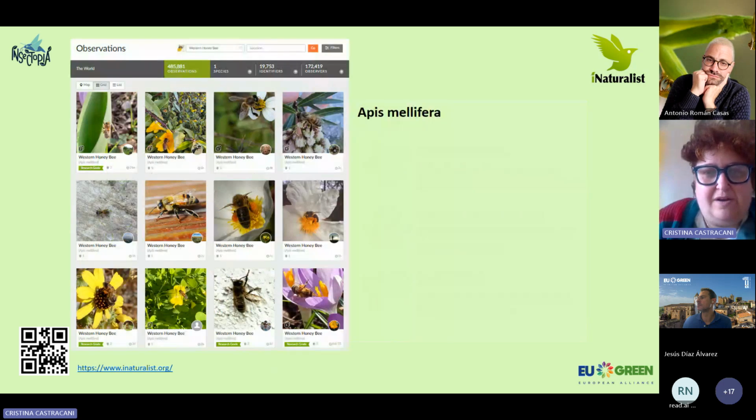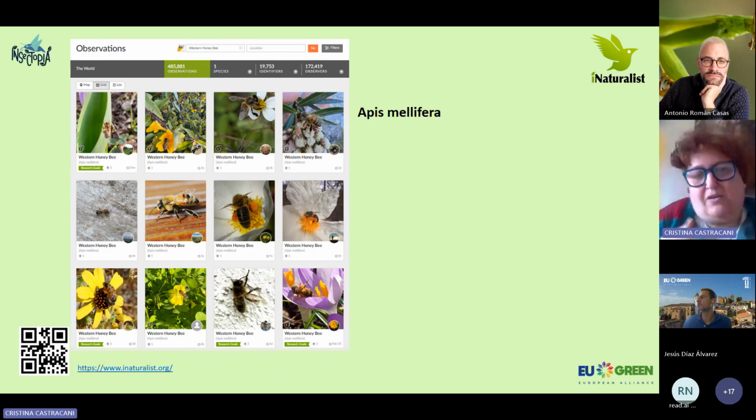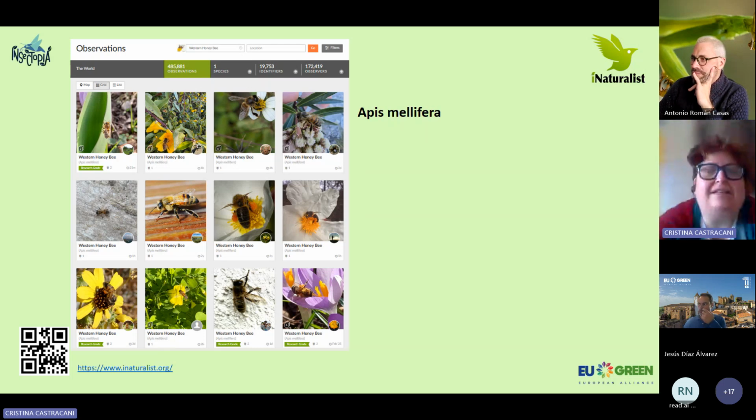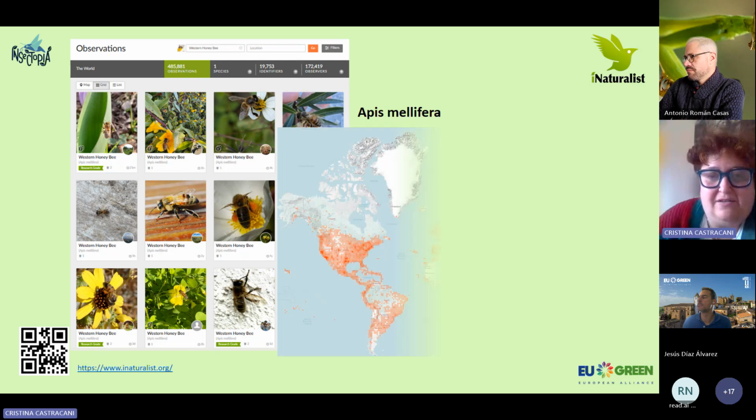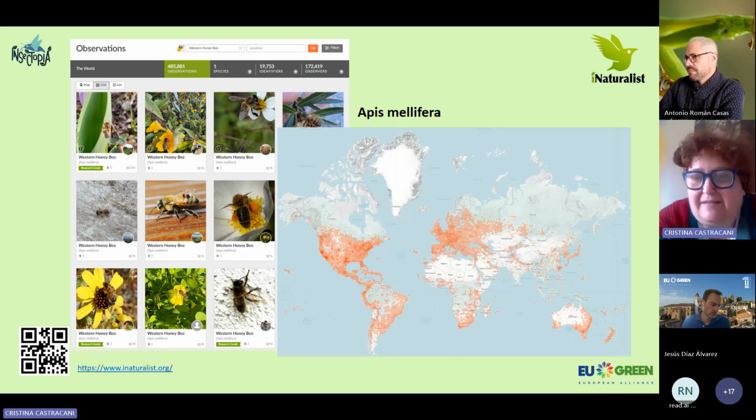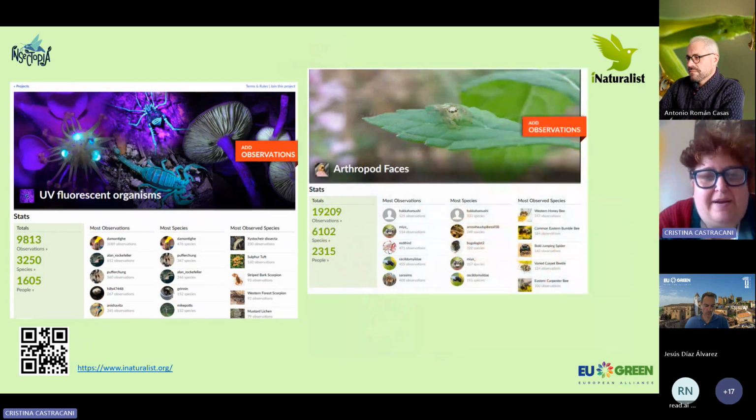Just to give you some examples: you can go on iNaturalist and look for a specific species. For example, I looked for Apis mellifera, and here you can see all the records that the participants collected about this species. You have all this data, and you know where, how and when the data were collected, and you can also create maps like this. So you have an idea of where all the observations of Apis mellifera were made by the participants on the iNaturalist platform.